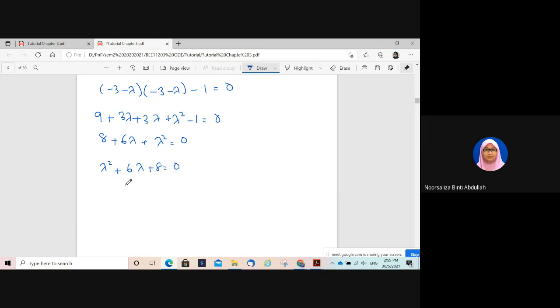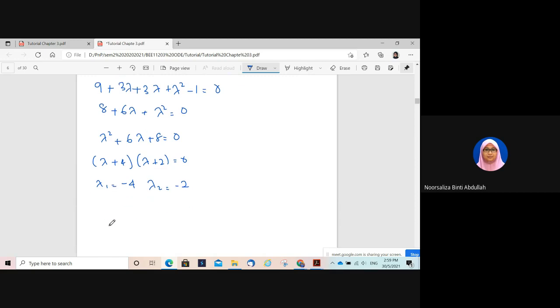Then you can use your calculator. You get lambda plus 4, lambda plus 2 equals to 0. Then your lambda 1 equals to minus 4 and lambda 2 equals to minus 2. So this one, you have two different lambda. By default, we know that probably the eigenvector 1 and eigenvector 2 is different. So now we have to find the eigenvector 1 from lambda 1. Lambda 1 equals to minus 4.